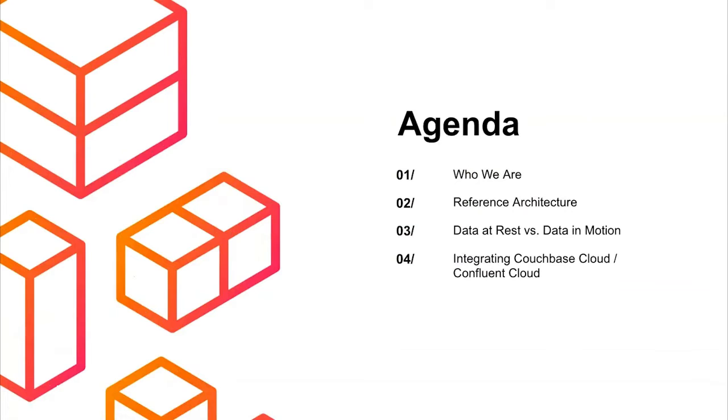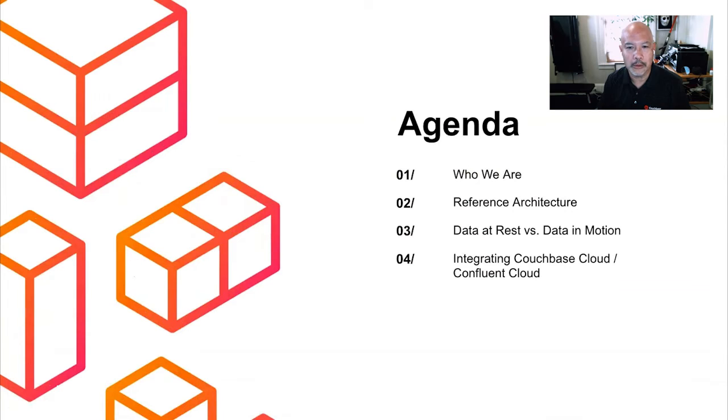So our agenda today is we'll talk about who we are. We'll discuss a reference architecture about how the two technologies can integrate. And then Ram will get into some concepts of data at rest versus data in motion. And then we'll talk about how you can integrate Couchbase Cloud with Confluent Cloud today. And then afterwards, we'll provide some handy links to get started and on how to do this on your own.